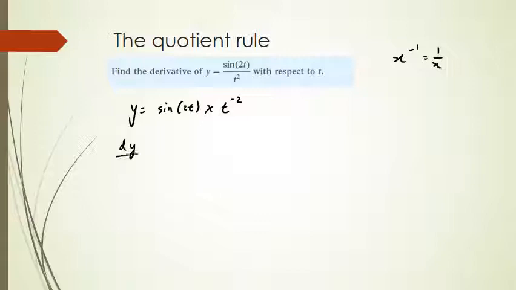So then dy/dt is the derivative of the first one, so 2 cos 2t times the second one, plus the derivative of the second one, -2 times t to the power of -3 times sine of 2t.